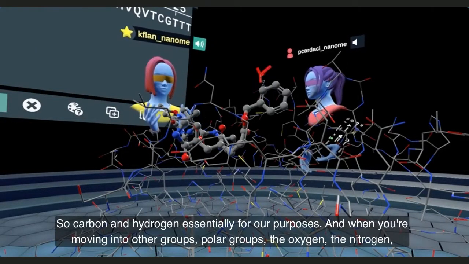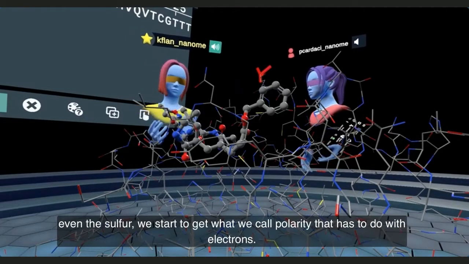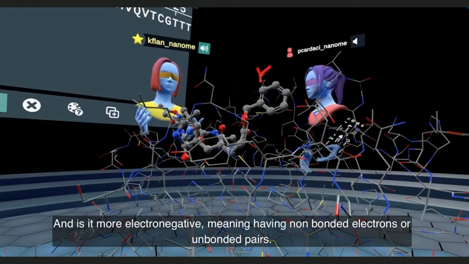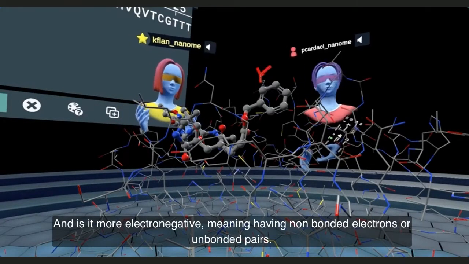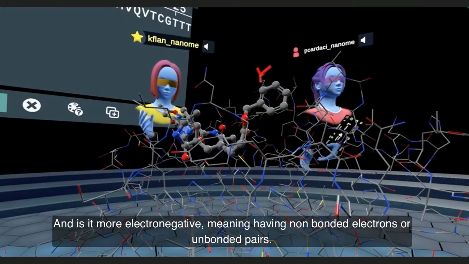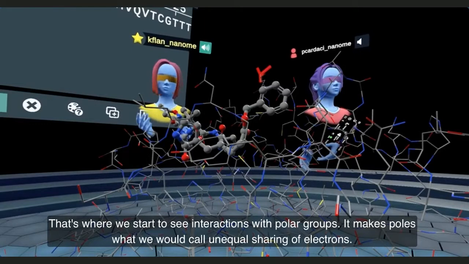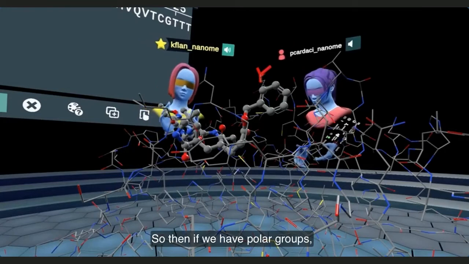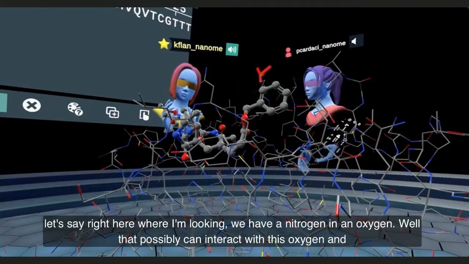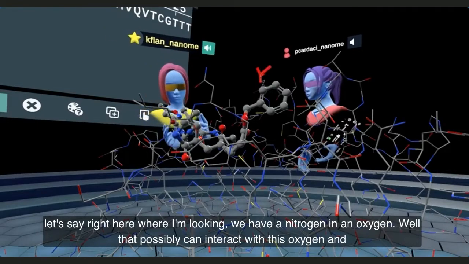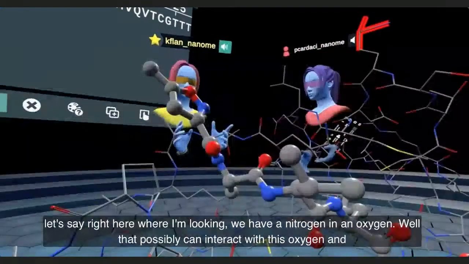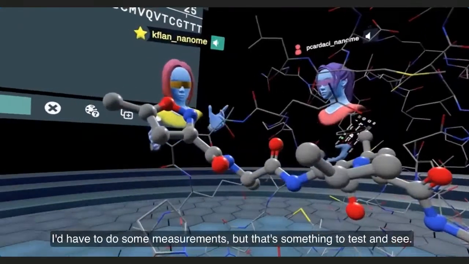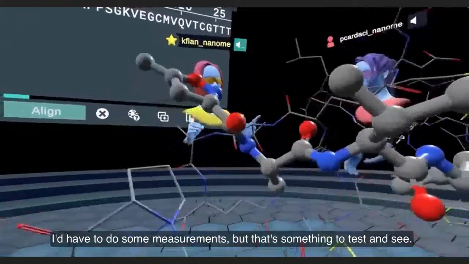And when you're moving into other groups, polar groups, the oxygen, the nitrogen, even the sulfur, we start to get what we call polarity. That has to do with electrons, and is it more electronegative, meaning having non-bonded electrons or unbonded pairs? That's where we start to see interactions with polar groups. It makes poles, what we would call unequal sharing of electrons. So then if we have polar groups, let's say right here where I'm looking, we have a nitrogen and an oxygen, that possibly can interact with this oxygen and nitrogen on my protein right here, if it's close enough. I don't know if it's close enough. I'd have to do some measurements, but that's something to test and see.